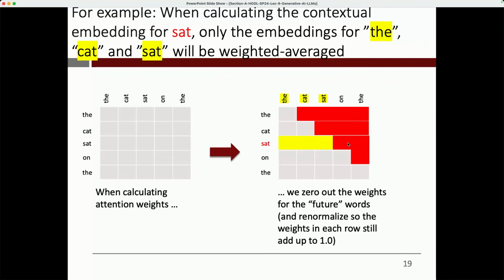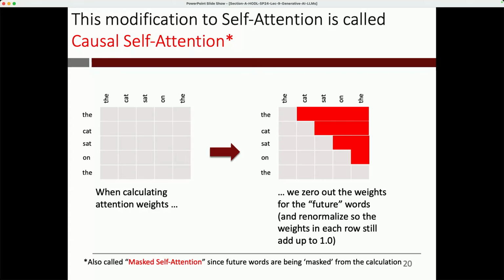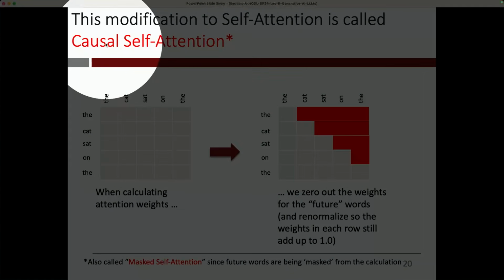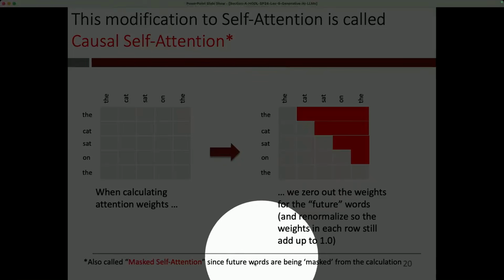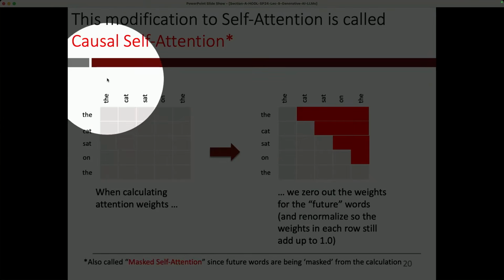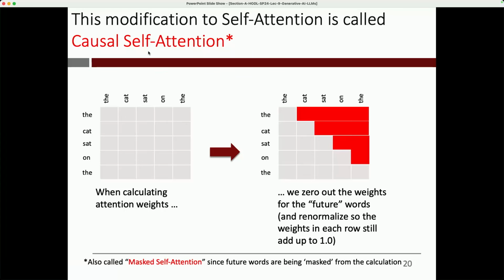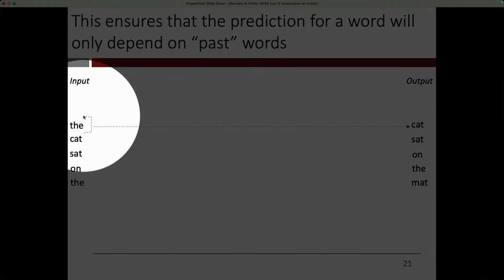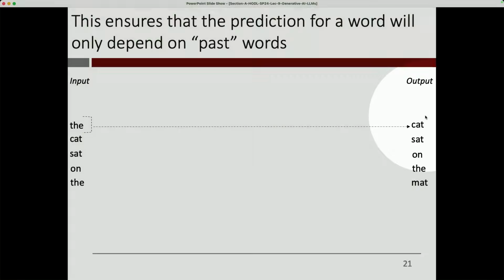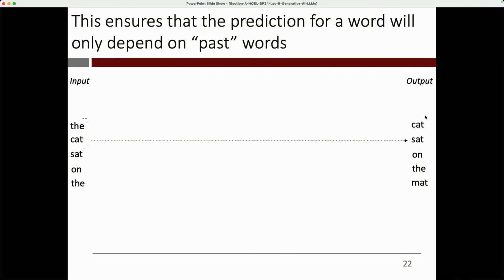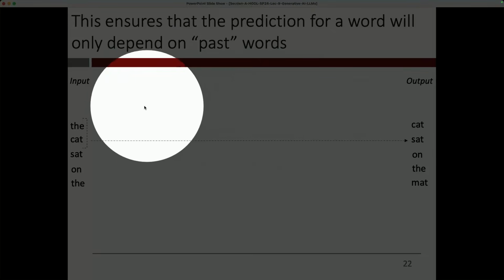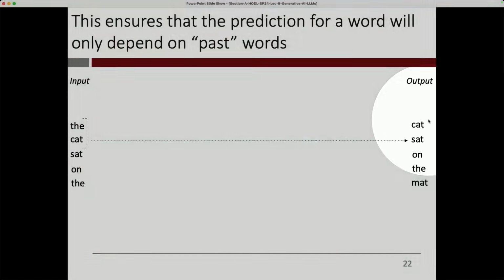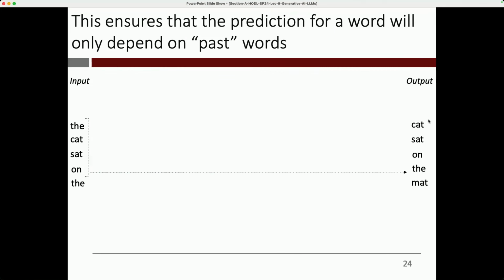Now, the effect of doing all this is that, by the way, this tweak is called causal self-attention. It is also called masked self-attention, right? Just different labels for the same thing. And so what that means is that when you're looking at the input for the, only the is going to be used to predict cat. When you look at the cat, only these two are going to be used to predict sat, and so on and so forth.